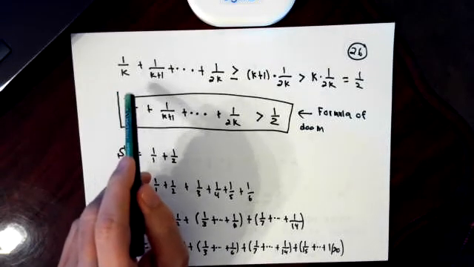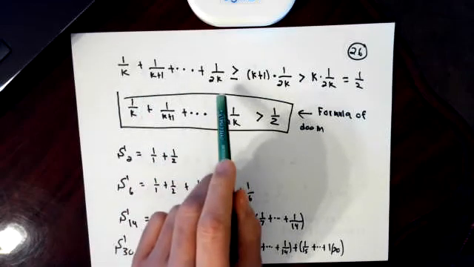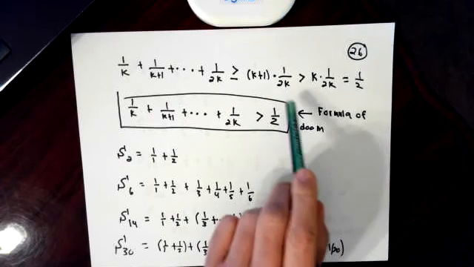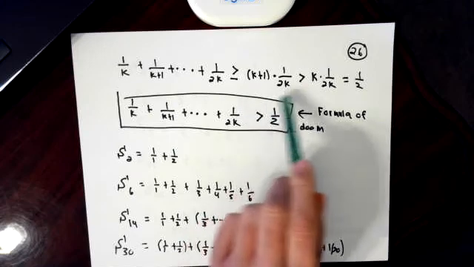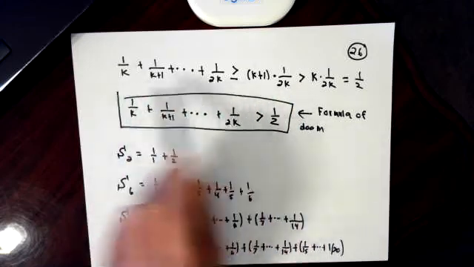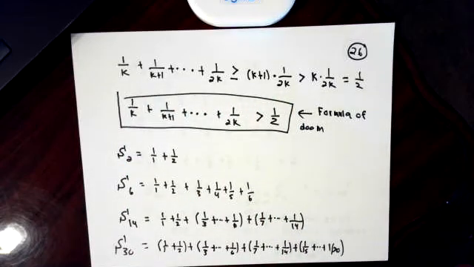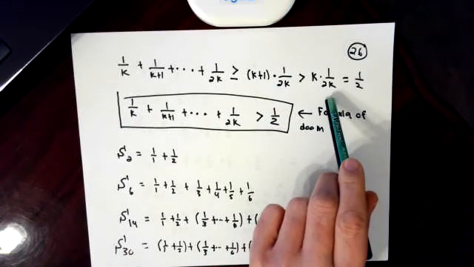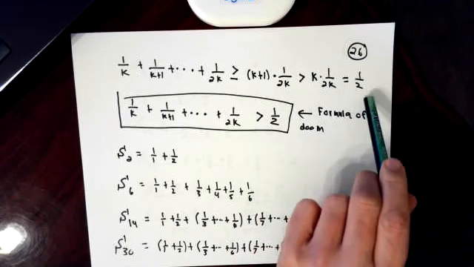So 1 over k plus out to 1 over 2k. I'm adding up k plus 1 things, each one of which is at least 1 over 2k. This sum has to be at least k plus 1 times the smallest one of these numbers I'm adding up, which is k plus 1 times 1 over 2k, which is bigger than k times 1 over 2 times k, which is a half.